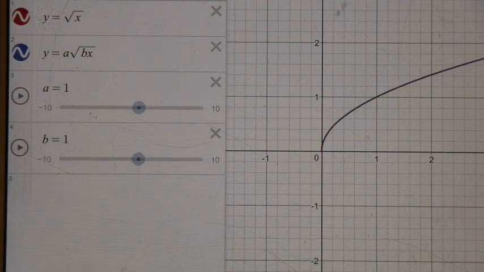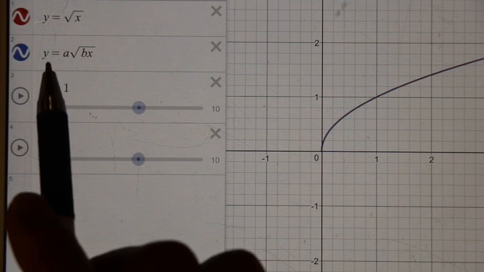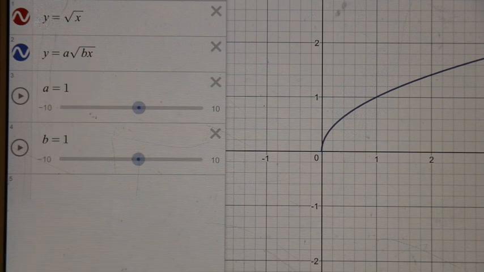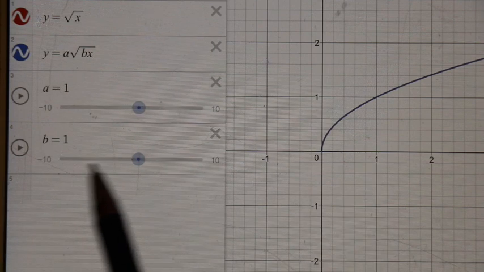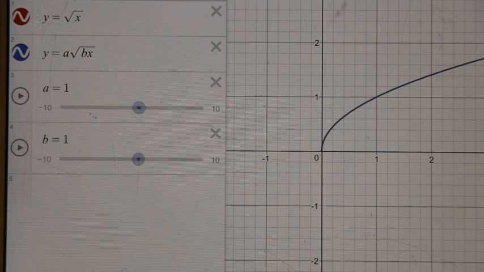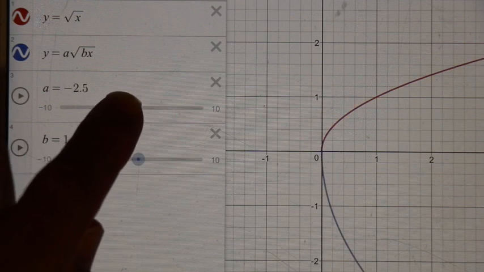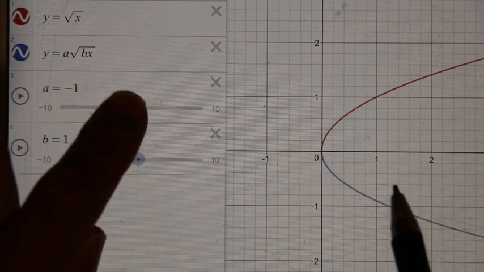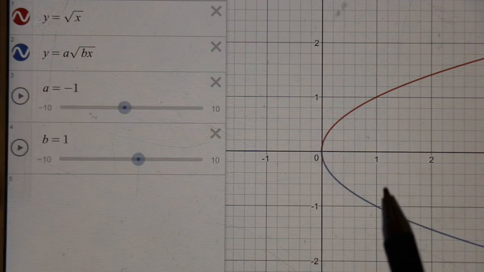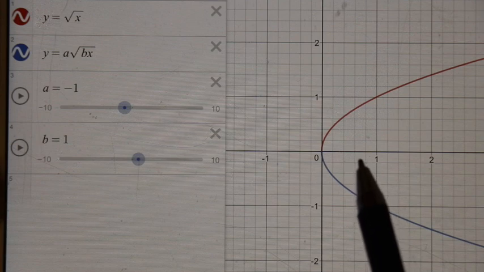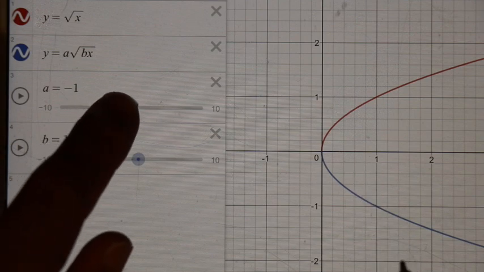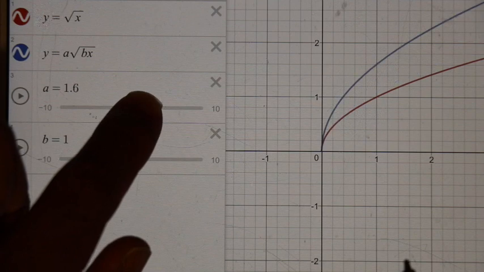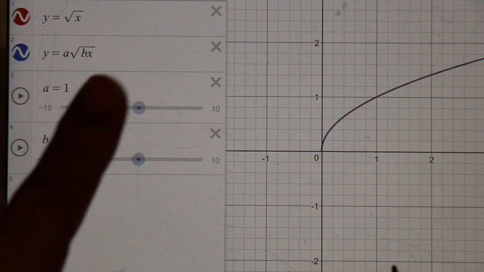So here's A, where y is equal to A times the square root of Bx. If A is equal to 1 and B is equal to 1, then this is what you have. Now let's see what happens as we take A and move it to negative. So when we move it to negative, you can see here's vertical stretches happening, but you can see that it takes the range and brings it down underneath 0. So here we can go through, actually, let's see what happens. We'll go through each of these.